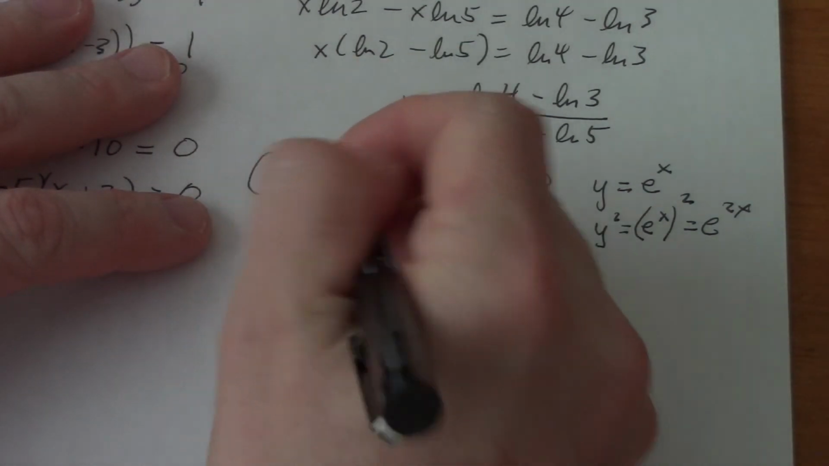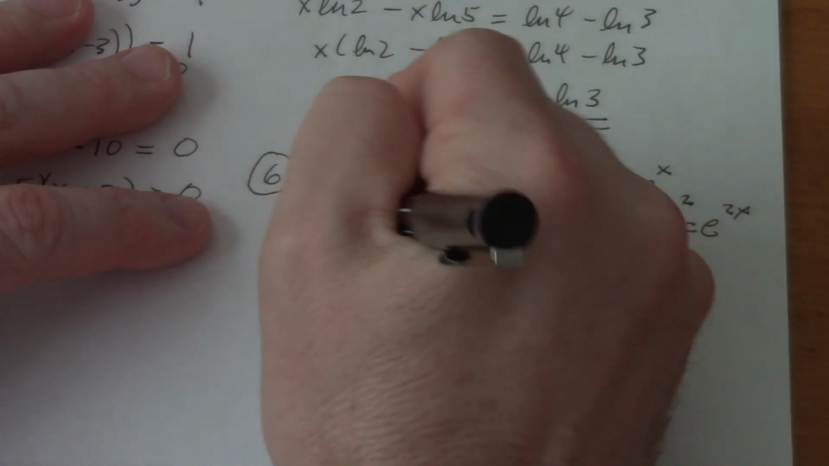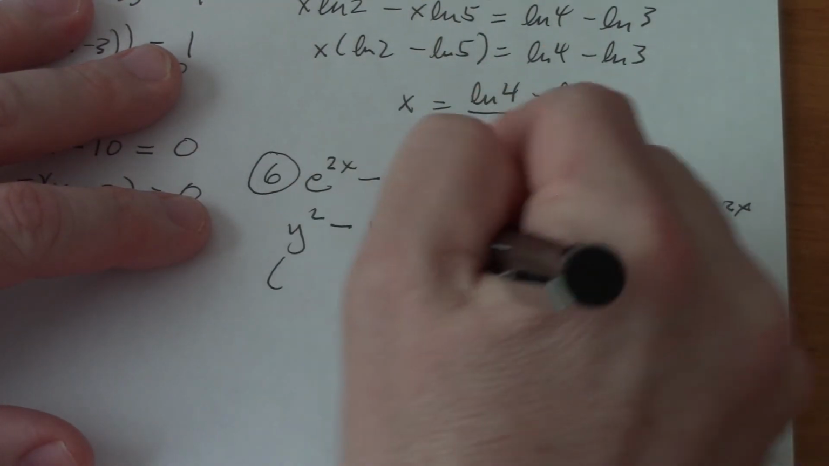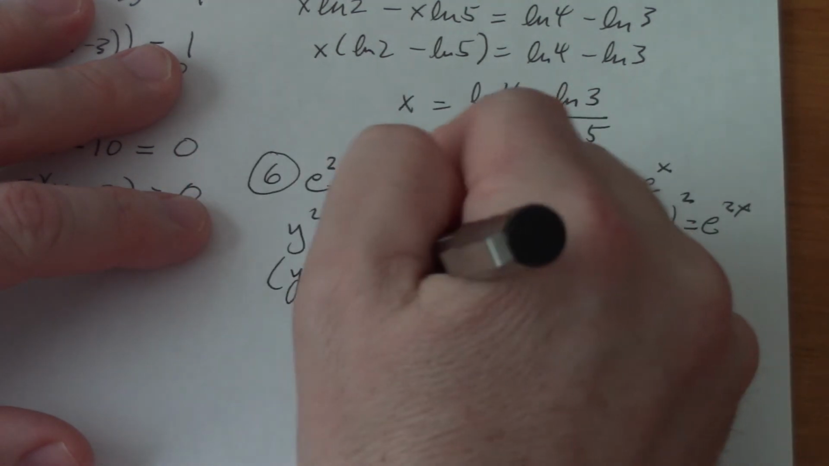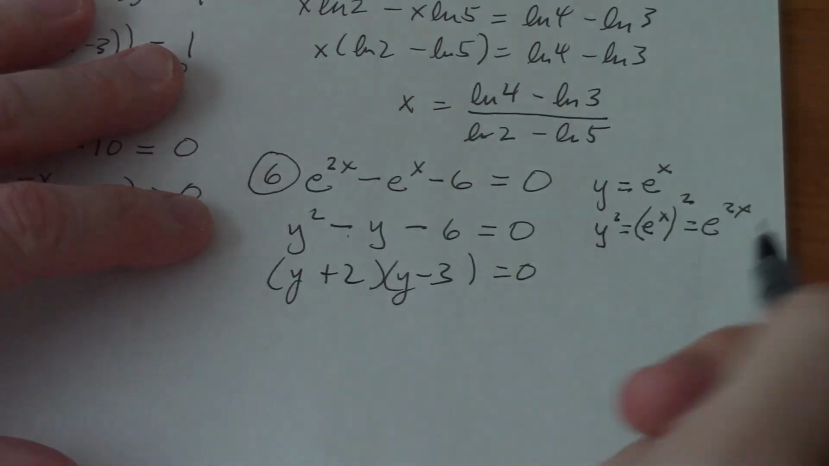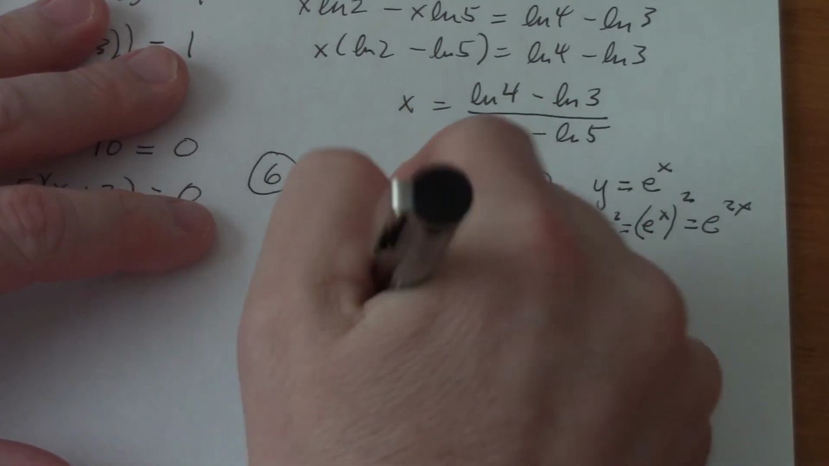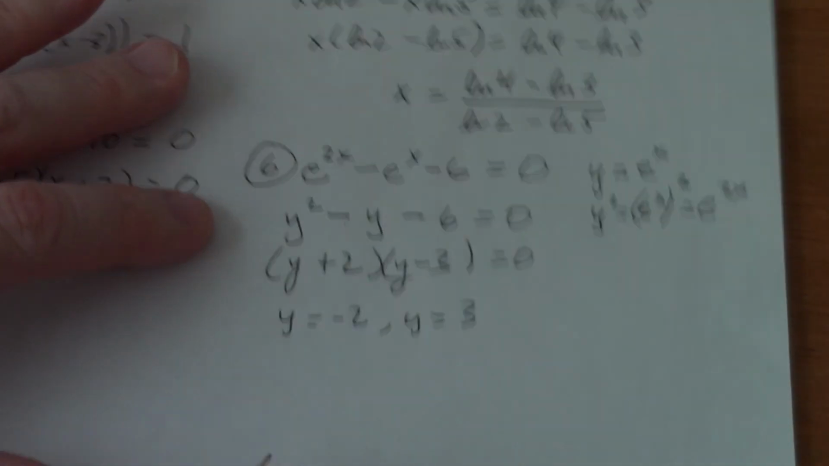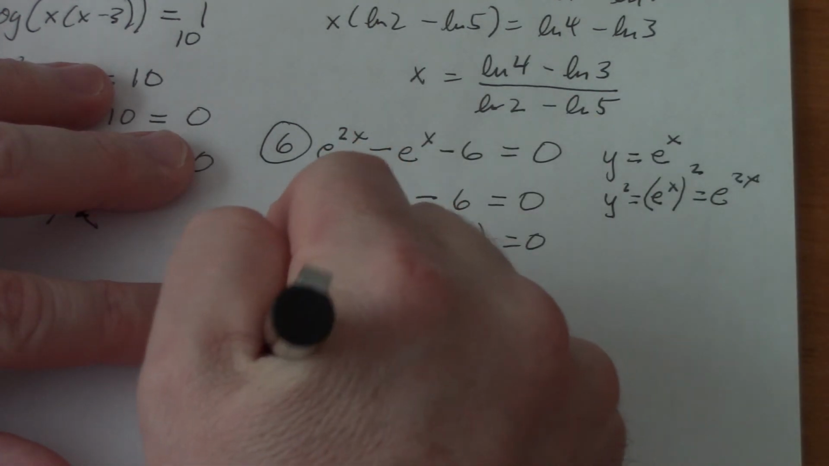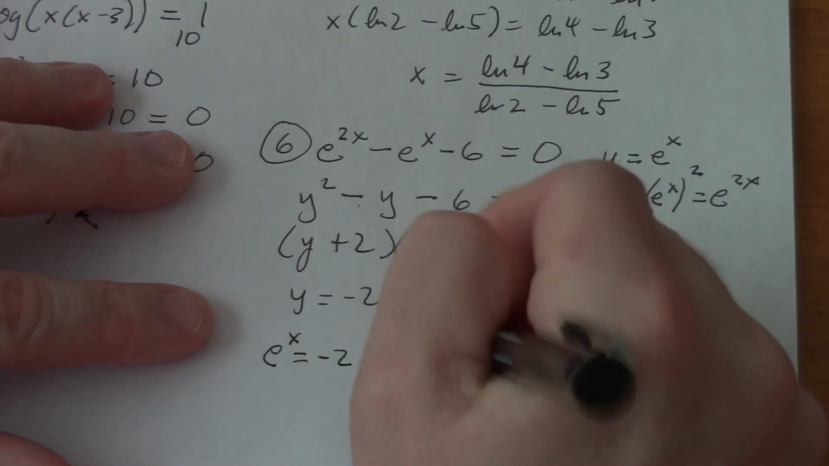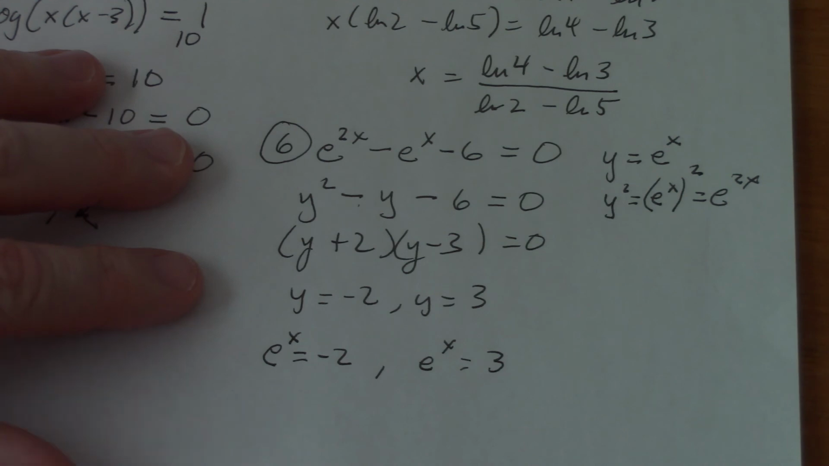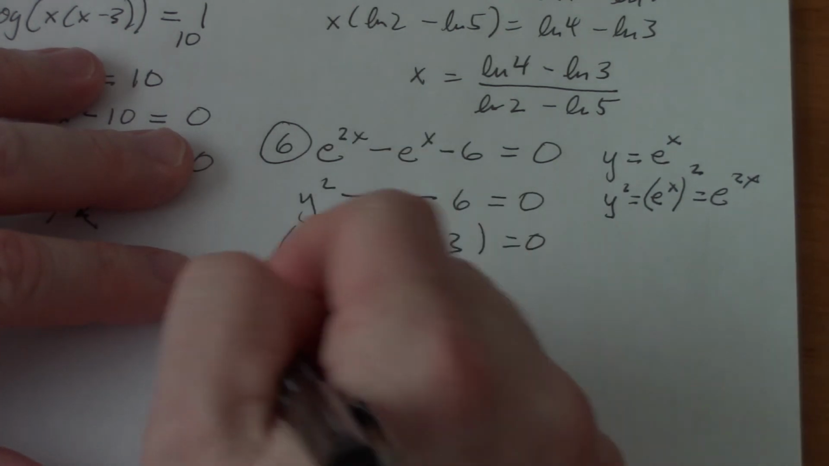So that means e to the 2x is y squared, and then minus y minus 6, and then I use all my powers of factorization. So factors of 6 that are different by 1, so that's minus 3 plus 2. So that means y equals negative 2, or y equals 3. Okay, don't forget, we're not solving for y, we're solving for x. y was e to the x, so e to the x equals negative 2, or e to the x equals 3. Yay, exponential functions are never negative. Their range is all positive numbers, so no solution for that.